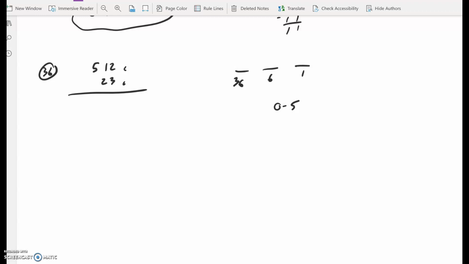2 times 3 is 6, but 6 in base 6 is 1 0. 3 times 1 is 3, plus 1 is 4, 4 is 4. We got 3 times 5 is 15, but in base 6, 15 would be 2 of these and 3 of these.